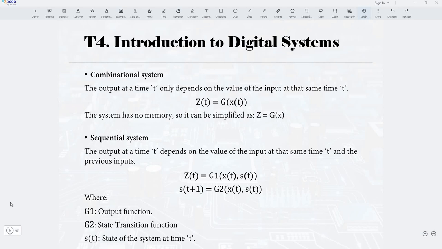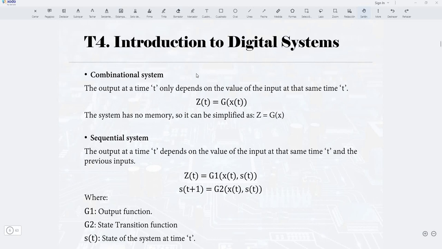So I'm back. So we are going to continue with the lesson. As I was saying, we have two kinds of digital systems. The first one is the combinational systems, and the second one is the sequential system. And we are going to study them in topics 6 and 7 respectively.